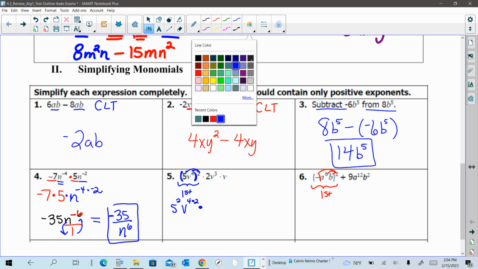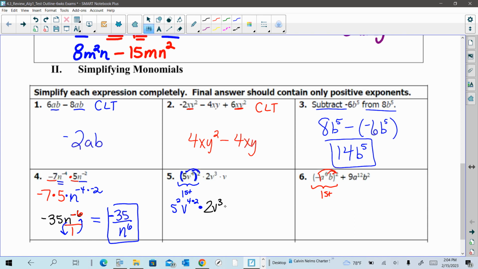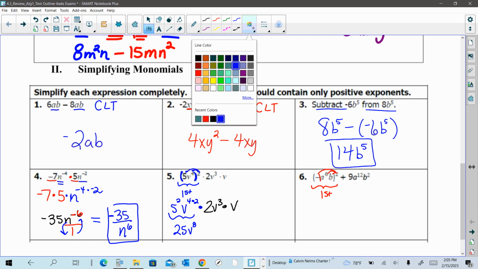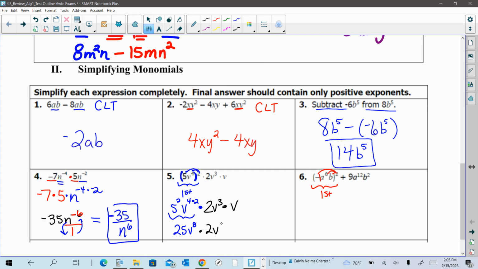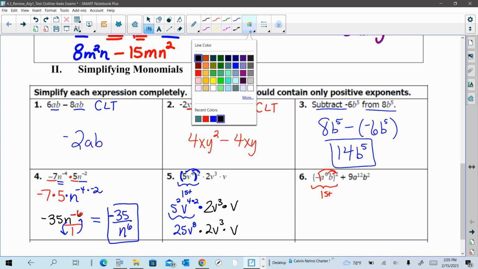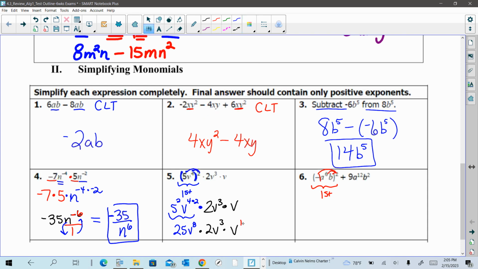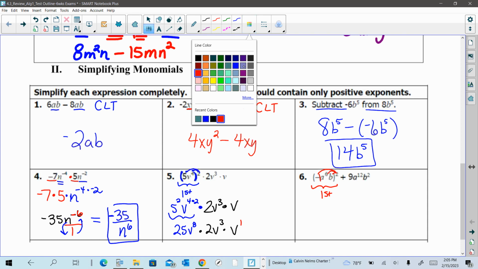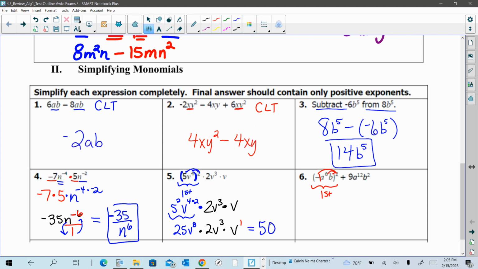Then everything else is going to stay. So this is going to be times 2v to the third, and then times v. So now when I simplify this part here, this is actually 25v to the 8th power. And then we're multiplying. So when we multiply here, all these v's, same base, we just add the exponents. And some people forgot that this v here had an exponent of 1. So our final answer here should have been 50v to the 12th power.